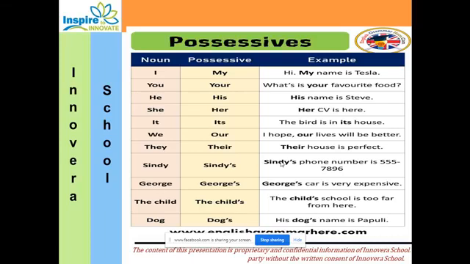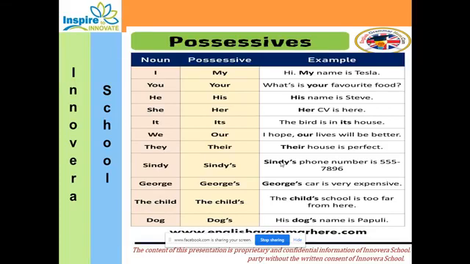Possessive pronoun will be his. Her CV is here. CV is resume, biodata. So what is the example? Her CV is here. Her is a possessive pronoun. The bird is in its house.